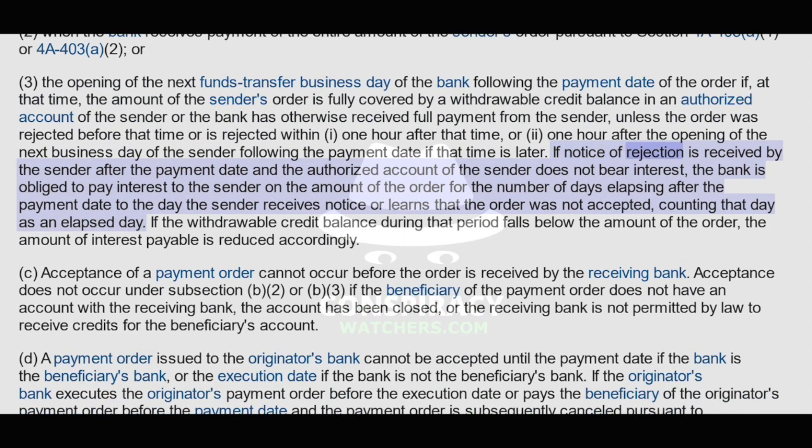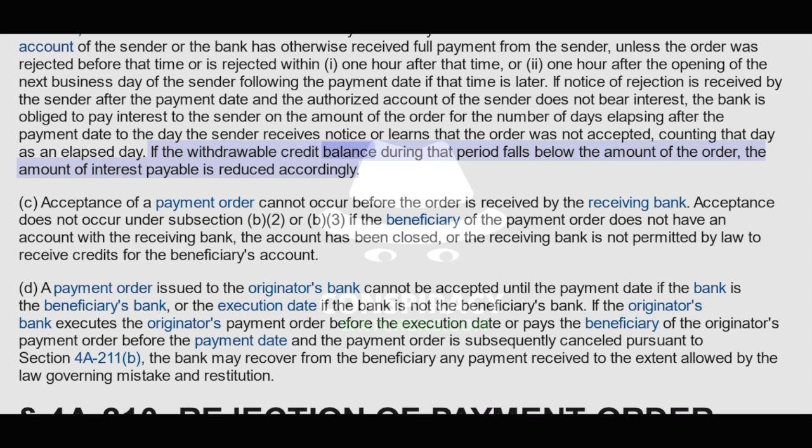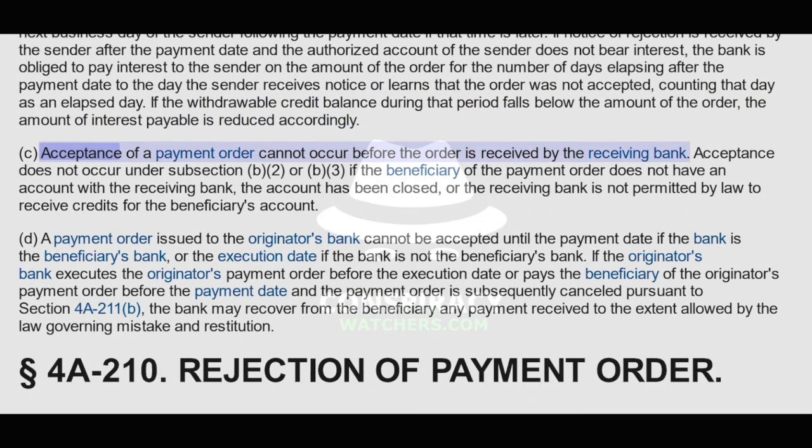If notice of rejection is received by the sender after the payment date and the authorized account of the sender does not bear interest, the bank is obliged to pay interest to the sender on the amount of the order for the number of days elapsing after the payment date to the day the sender receives notice or learns that the order was not accepted, counting that day as an elapsed day. If the withdrawable credit balance during that period falls below the amount of the order, the amount of interest payable is reduced accordingly. Acceptance of a payment order cannot occur before the order is received by the receiving bank.